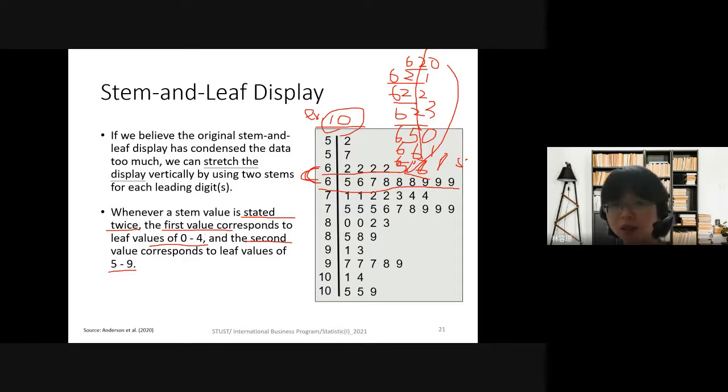The first row you can express from 0 to 4, so 2 2 2 2, they are less than 4. And then the second, you can express the leaf values 5 to 9. So if you find your stem and leaf display in one row is too long, you can divide them into two and express them by two rows.